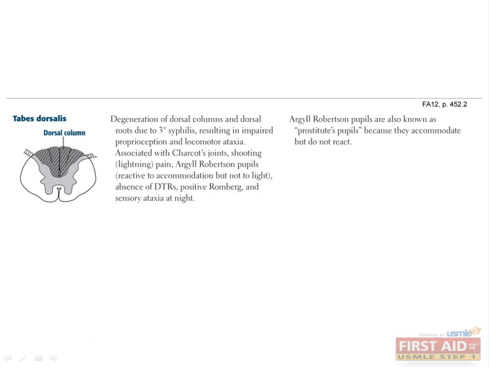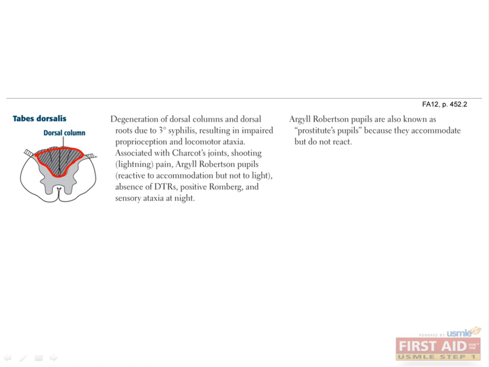Here you see an image of tabes dorsalis. This is the sequela of tertiary syphilis. You get degeneration of the dorsal columns. So what can you predict will be impaired? Well, patients have impaired vibration and position sense.